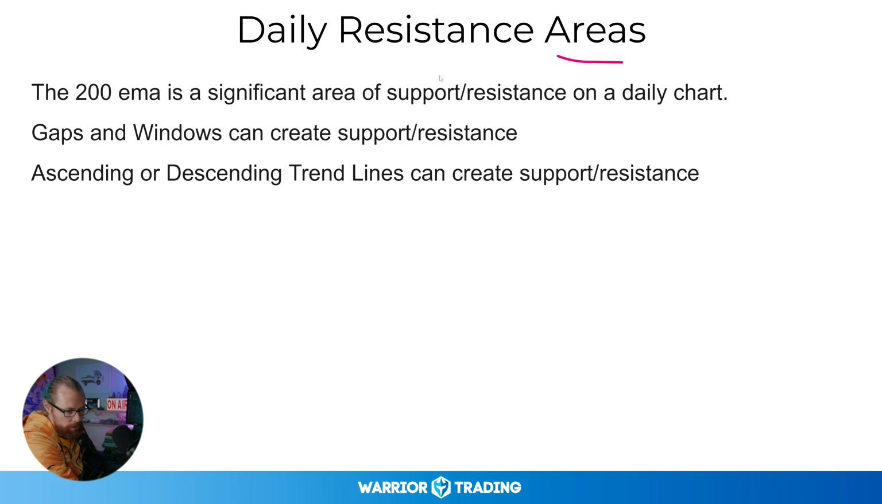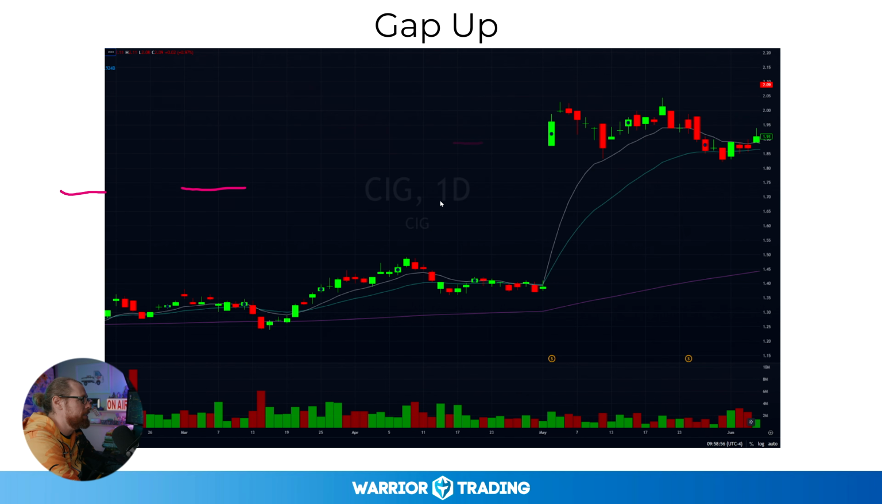What's a good daily chart look like? The 200 EMA is such a significant area of support and resistance on a daily chart. I want to see that the stock has a lot of room to squeeze up to the 200 if it's below it. Or if it's above it, then that's fine. But if it's below it, it needs a lot of room to get up to it before it hits that resistance level. I also look at gaps and windows on daily charts to create areas of support and resistance, which I'll show you in a second. And I draw ascending and descending trend lines that can also create support and resistance.